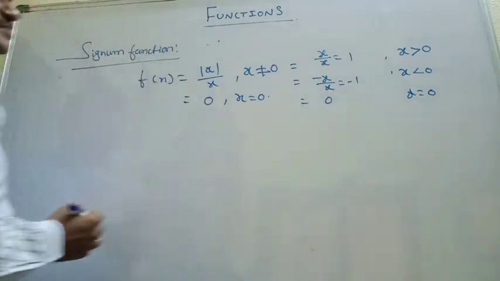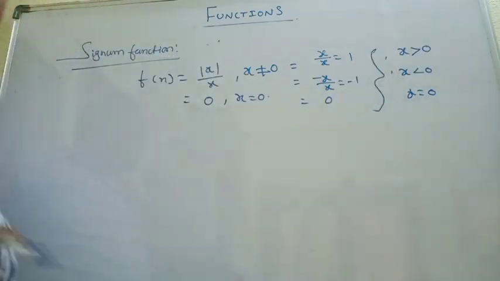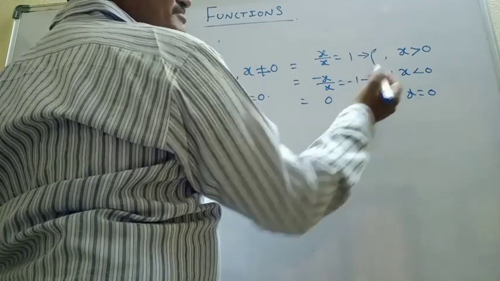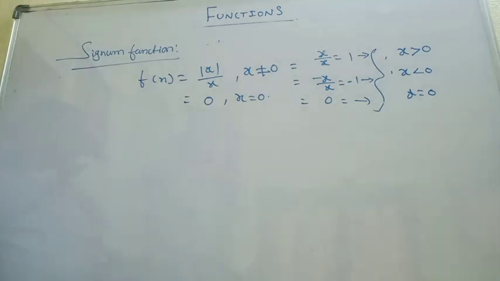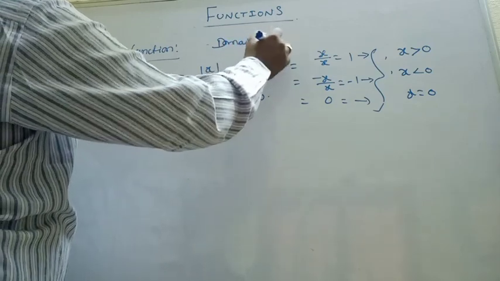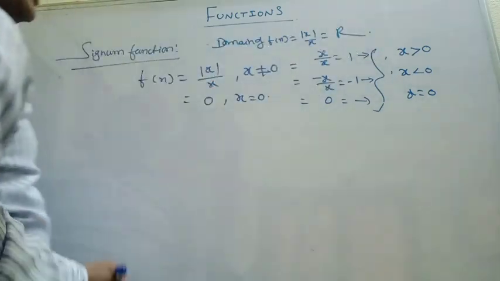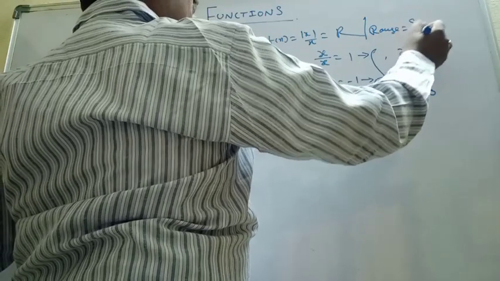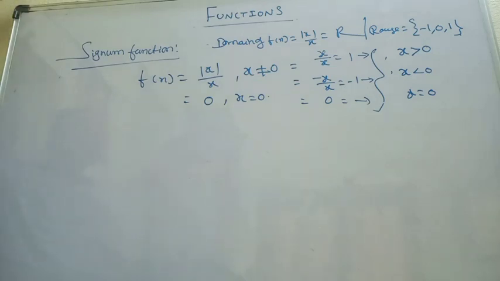Therefore, the signum function is precisely defined: when x is greater than 0, it becomes 1; when x is less than 0, it becomes minus 1; when x is 0, it becomes 0. Therefore, what is the domain here? The domain of f of x equal to mod x by x is the set of all real numbers. It is defined, and the range, as you observed, is nothing but minus 1, 0, 1. This is the domain and range of this function.